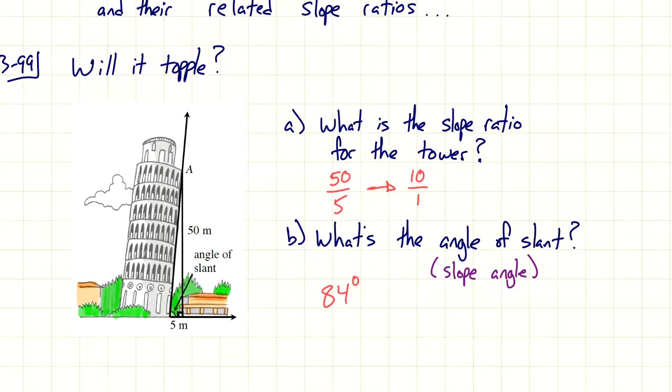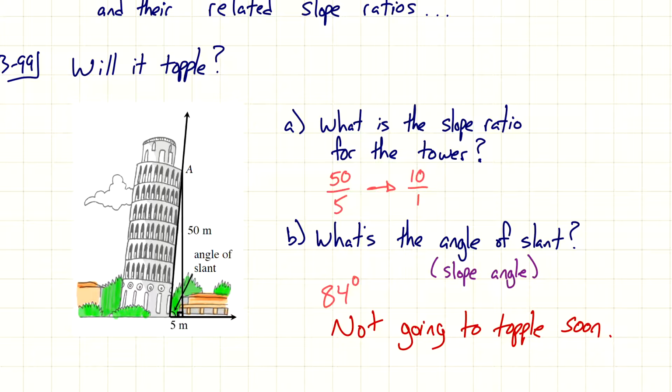Now, if you remember from the original problem, it said the tower is in danger if the slope angle falls below 83 degrees. So the question is, is it going to topple? For the most part, even though this is still debatable, and yes or no could be both correct answers, I would probably say no on this one. It's not going to topple. And I'll just say soon.